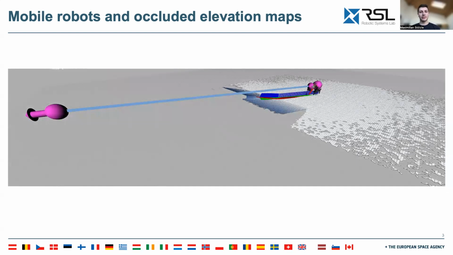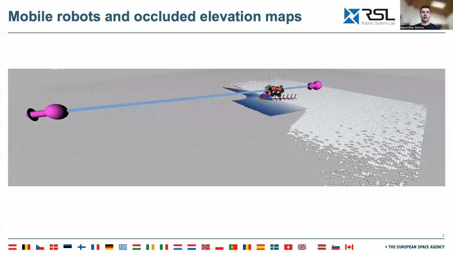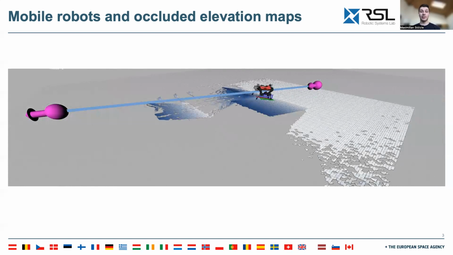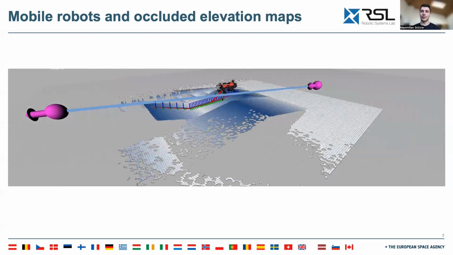An incomplete elevation map severely limits the planning horizon, as seen in this example. Oftentimes, the robot has to stop and replan when more of the environment becomes visible, and this really slows the robot down.